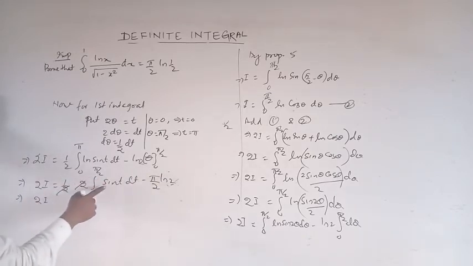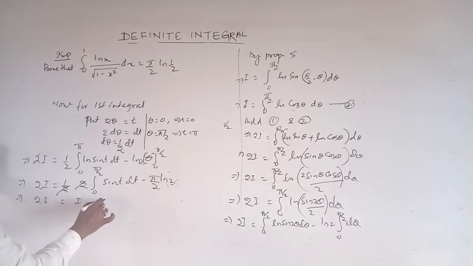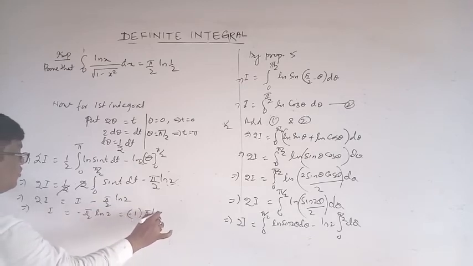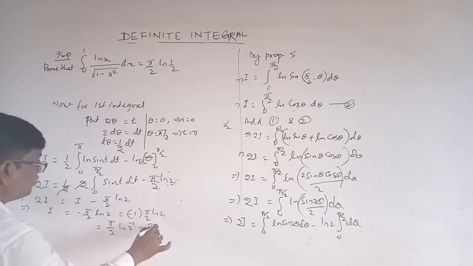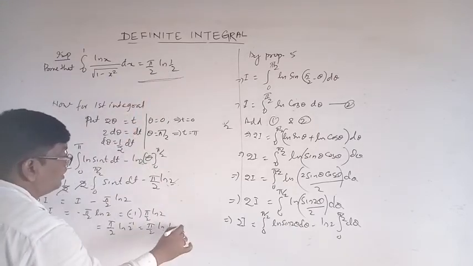2I, this is I. If we change the variable, our definite integration value will change a bit. So this is I minus pi by 2 into ln 2. 2I minus I means I is equal to minus pi by 2 ln 2, or this is equal to minus 1 into pi by 2 ln 2, or pi by 2 ln of 2 to the power minus 1. So pi by 2 into ln of 1 by 2. This is the proof required to RHS.